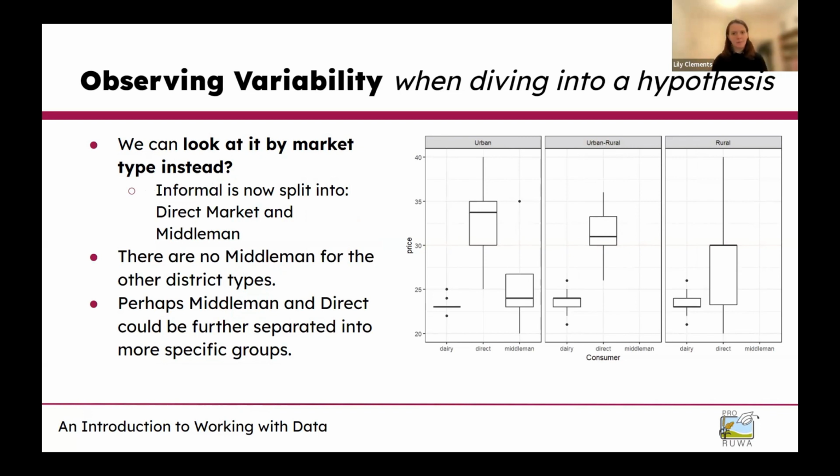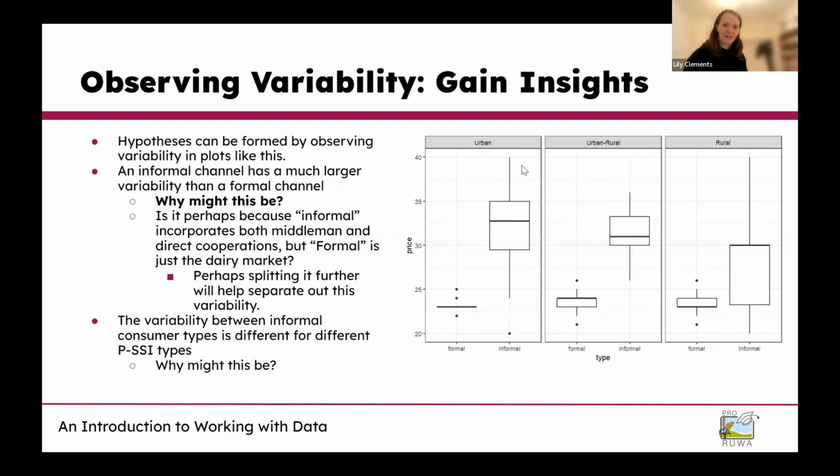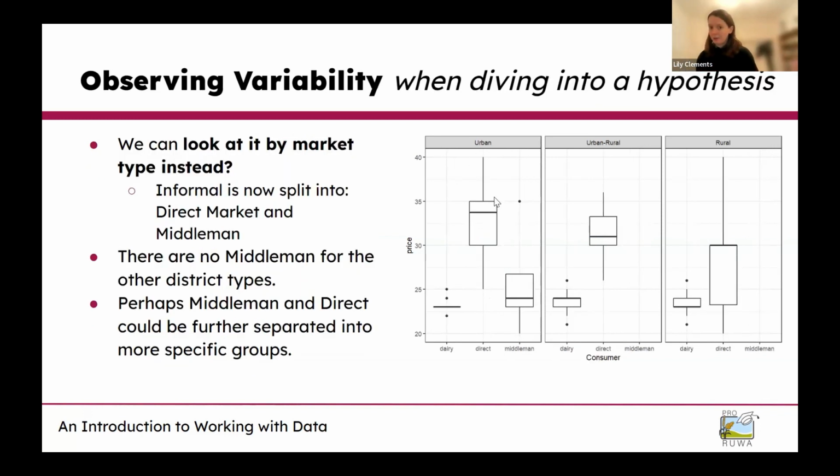Now, that might be indicative of how things work in more urban places, that a middleman is more common there, whereas in a rural place, you have your direct markets and you have your dairy. Perhaps this makes sense, and so there's not much we can do about that. But while we focus on urban, on how we've split this from direct into middleman, we can see that this variability, which was for urban and informal, which was very spread out, is actually still spread out, but we've explained it. We've accounted for some of it.